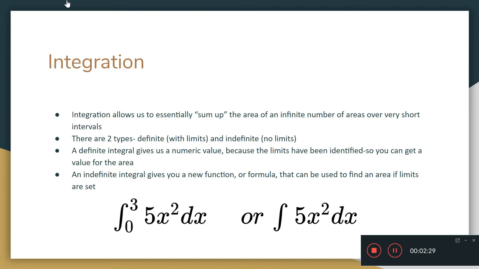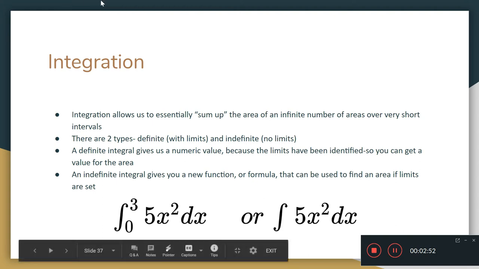So I kind of think of this like, you think back to geometry. We had different equations or formulas for different areas of shapes. Using an integral for an indefinite situation will give you a formula for the area, and then if you have limits, you apply limits to it, then you can actually get a number.